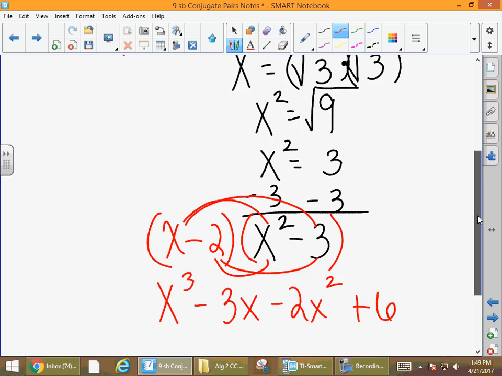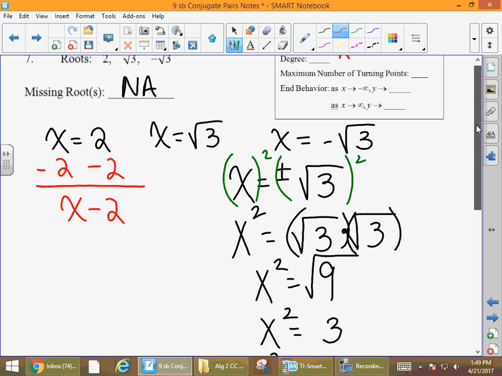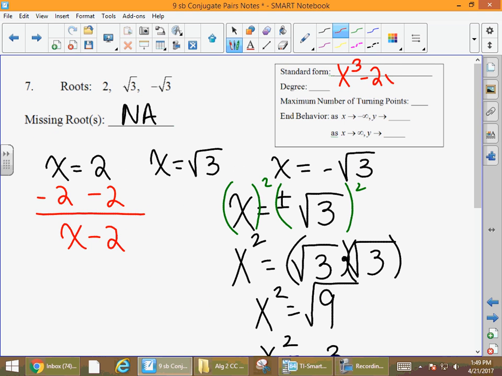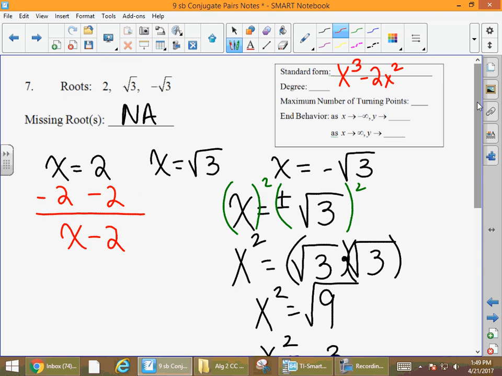Once again, we need to put that back into standard form. x cubed minus 2x squared minus 3x plus 6. What's the degree of our polynomial? 3.